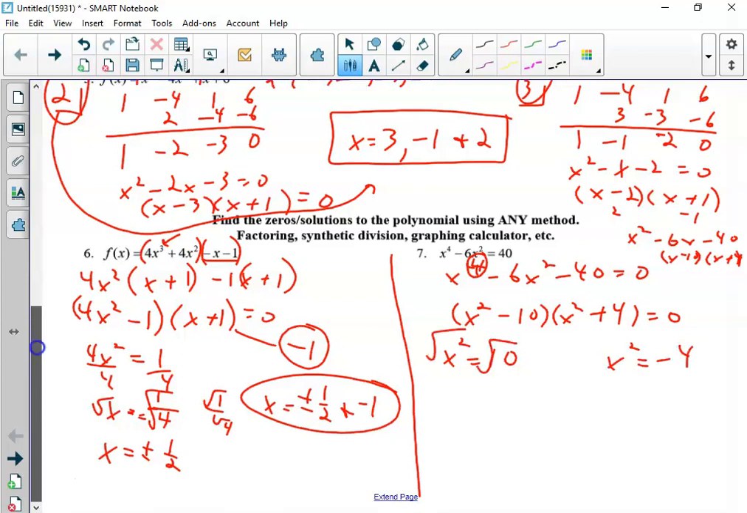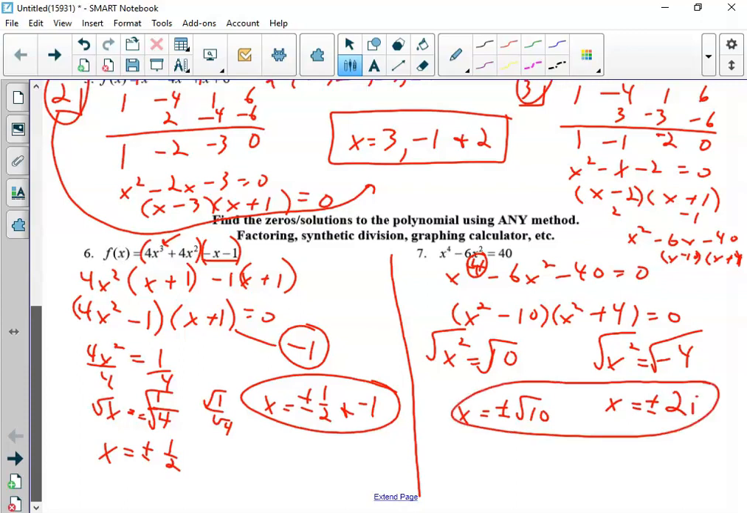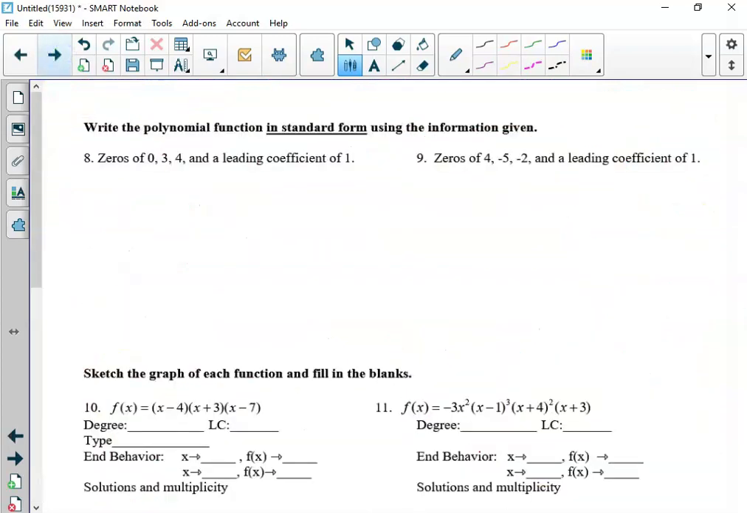Take the square root of both sides. X equals plus or minus square root of 10. There's 2 of your answers. Take square root of both sides. Well, plus or minus always. Square root of 4 is 2. And you get the negative out, we have i. And there are your 4 answers. 2 real and 2 non-real. Moving on.